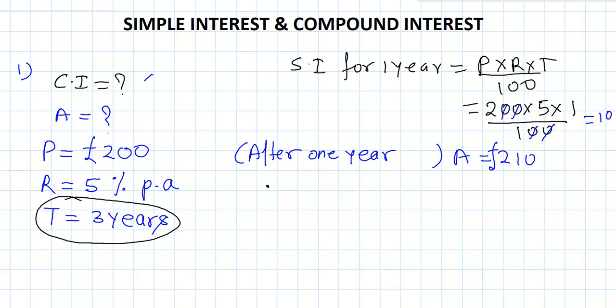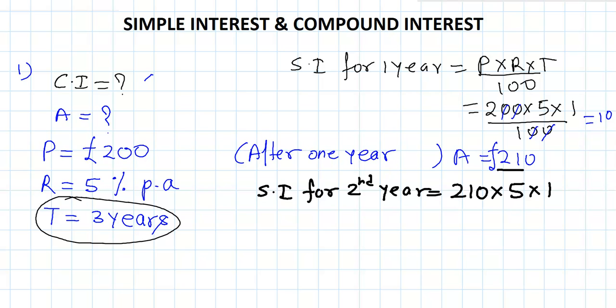So let's write down here. Simple interest for the second year. Same formula, PRT over 100. Now your amount will become the principal, so the bank will give interest on this. So it will be 210. Rate remains 5. For the second year, time is 1 year, we have already done. Again we will put 1 here. We are doing 210 times 5 times 1 over 100.